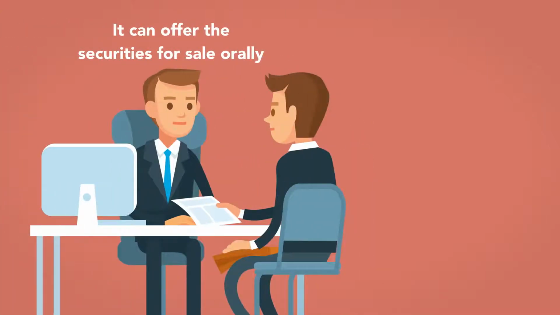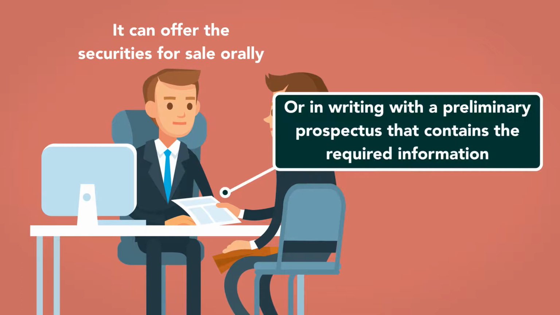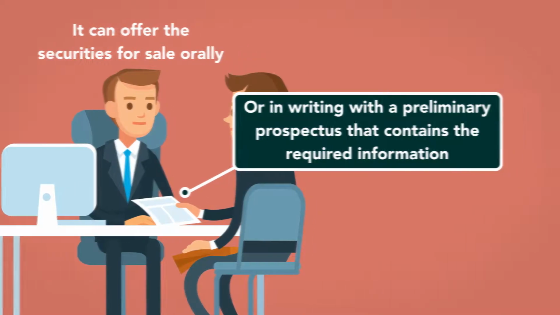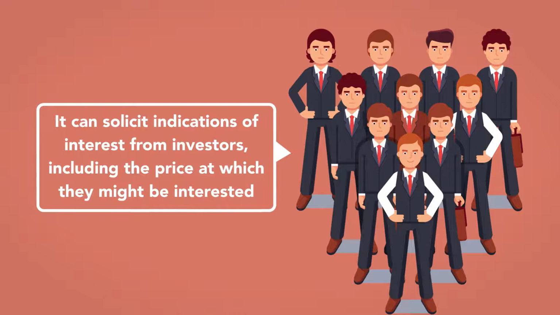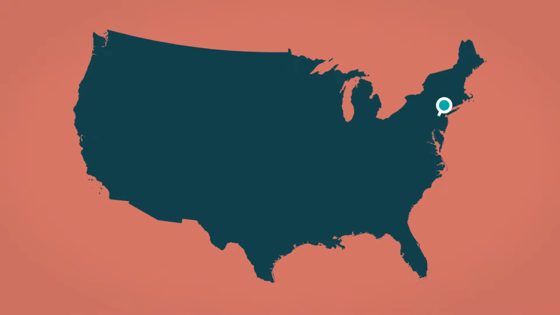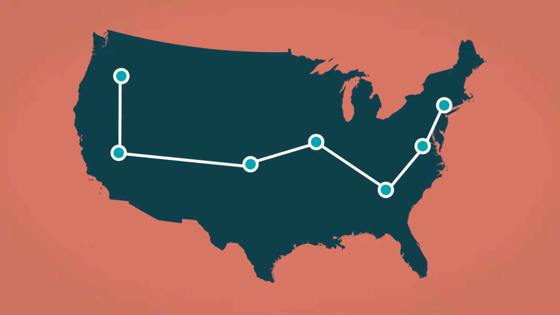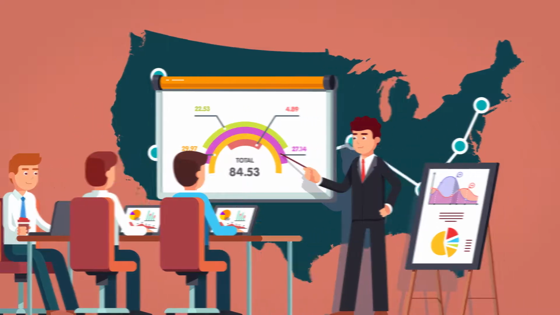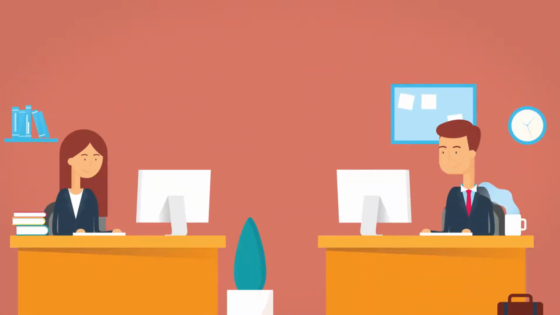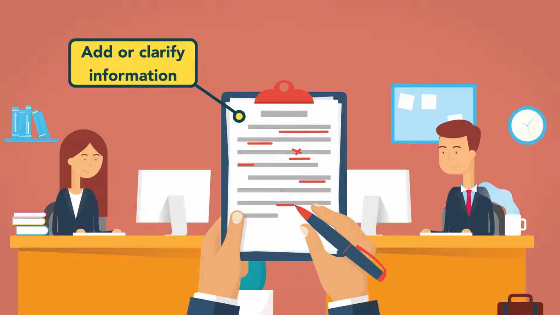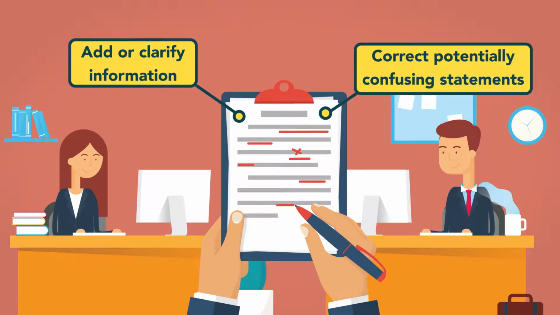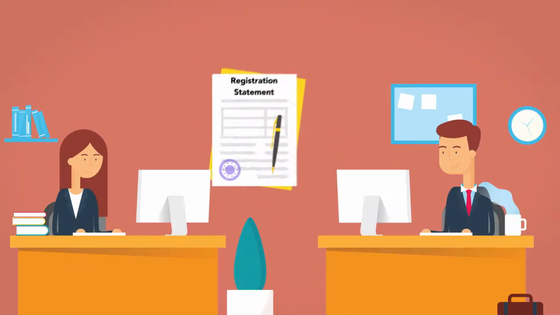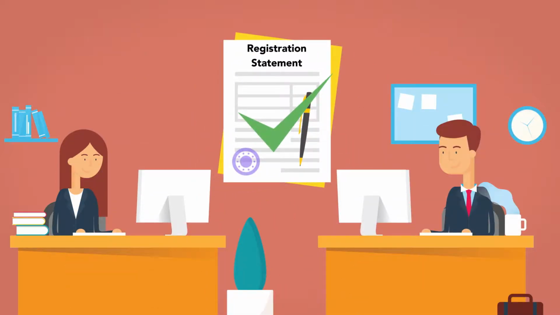However, it can offer the securities for sale orally or in writing with a preliminary prospectus that contains the required information. For example, it can solicit indications of interest from investors, including the price at which they might be interested. During the waiting period, the company may also conduct a roadshow with underwriters to market the upcoming IPO to investors. This typically consists of presentations by the senior executives of the company to institutional investors to generate enthusiasm for the upcoming offering. The SEC reviews the registration statement during the waiting period. It may require the company to add or clarify information or correct potentially confusing statements. This second phase ends when the SEC declares the registration statement effective.